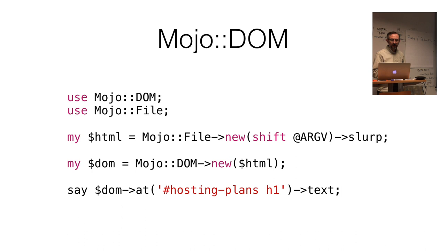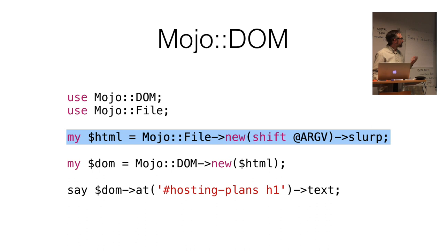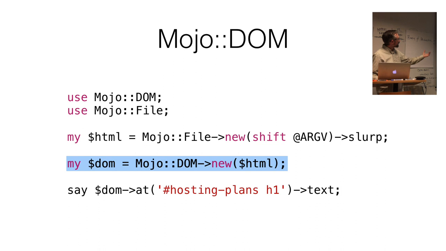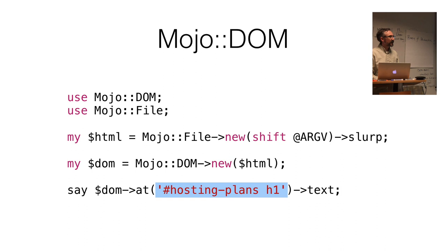Mojo DOM. Mojolicious has a DOM parser. It's amazing. It will parse loose HTML. And it also has a strict mode. It will parse strict XML. So here we're going to use the Mojo file object that we just did, and we're going to slurp in the contents of some HTML file and stick it in $html. We're going to pass that HTML to the Mojo DOM and create a DOM object. And now we can use the DOM functions to use CSS selectors and pick out different aspects of the document.